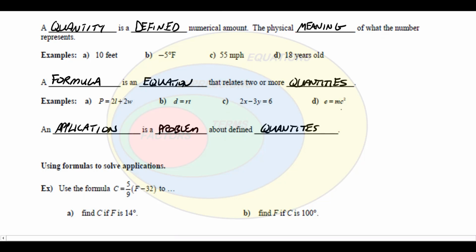And then E equals mc squared. That's a pretty famous one. That's Einstein's theory of relativity. And energy equals mass times, and then c squared, c represents the speed of light. So energy equals mass times the speed of light squared.